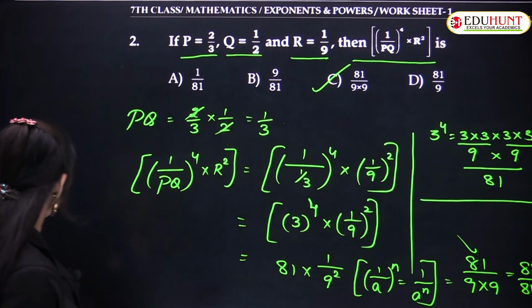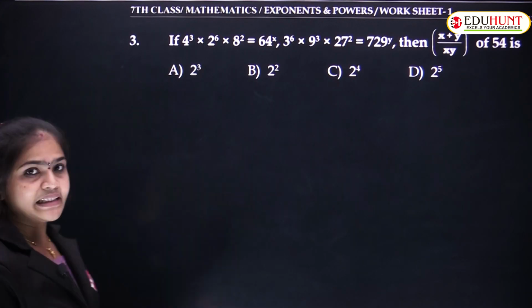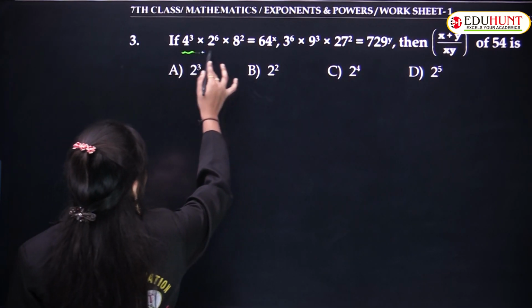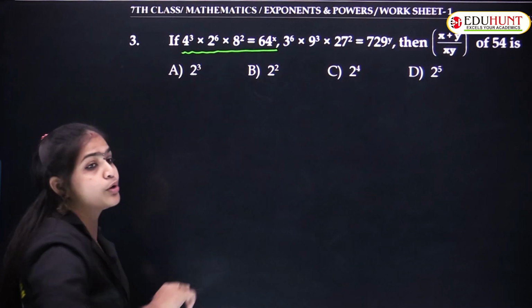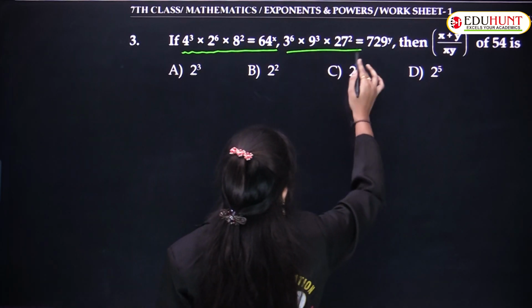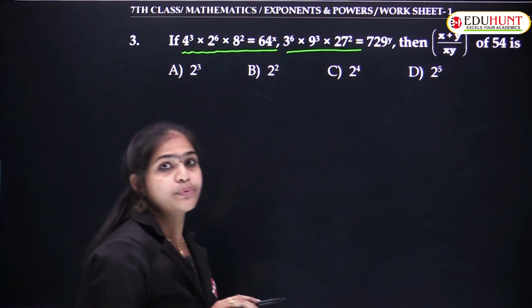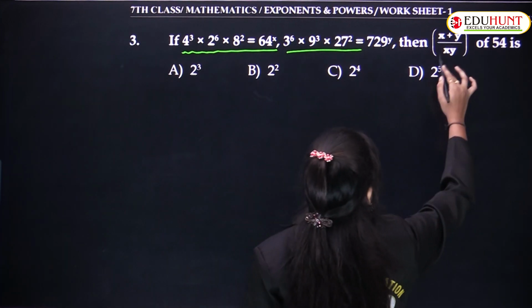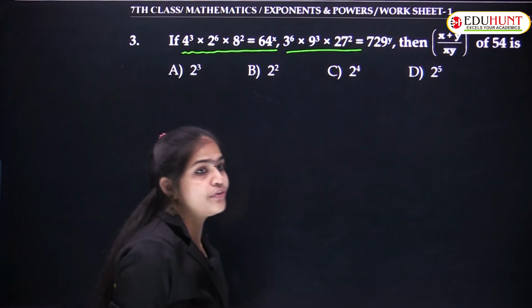Okay. Yes. Question number 3. If 4 cube into 2 power 6 into 8 square is equal to 64 power x. Next, 3 power 6 into 9 cube into 27 square is equal to 729 power y. Then find x plus y by xy whole cube of 54.